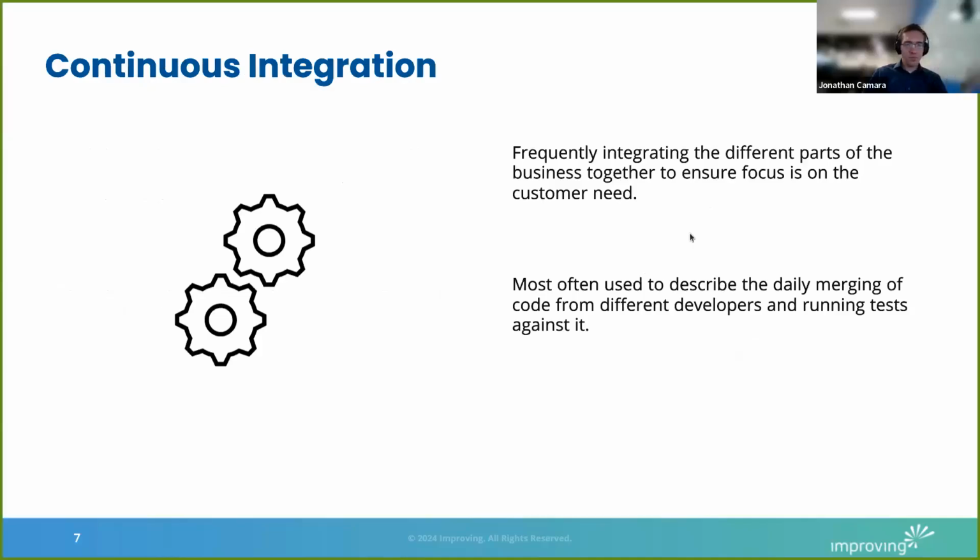So when talking about continuous integration, the broader sense is that you're frequently integrating the different parts of the business to make sure that you're meeting the customer need. Though most often when we're talking about this, we're talking about the daily merging of code from different developers and then running tests against it to make sure that you are still actually delivering what you're being asked to work on.